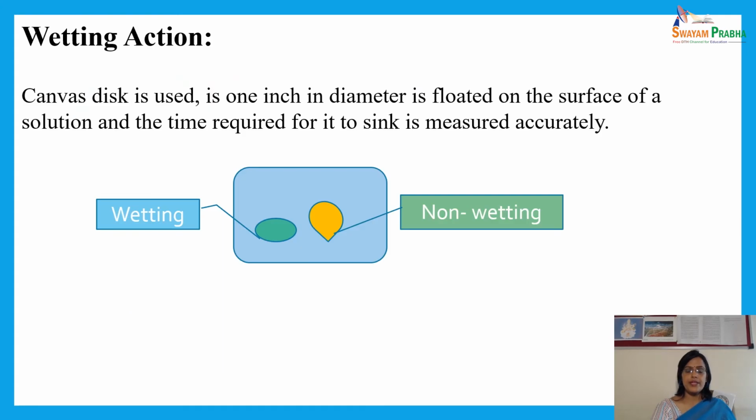So next is the wetting agent test. A canvas disc, 1 inch in diameter, is floated on the surface of the solution, and the time required for it to sink is measured accurately. So as you can see, this is the wetting action which is measured using a canvas disc.